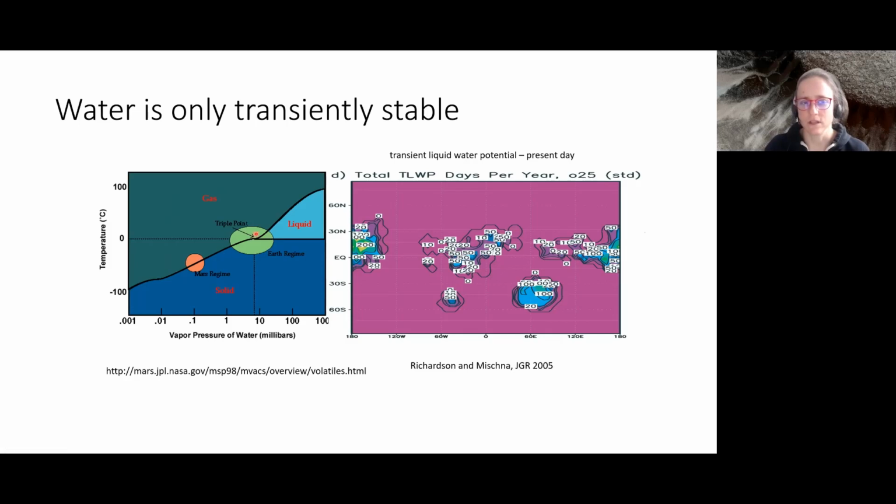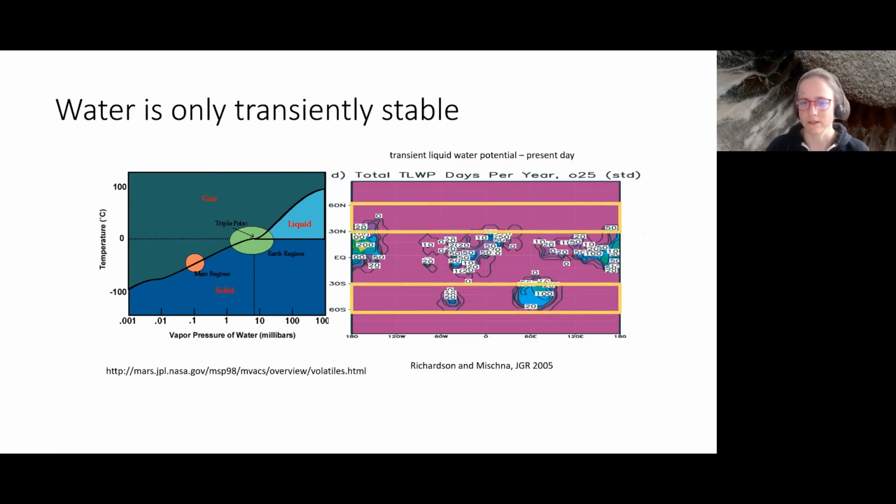And you can see that it's quite a long way away from the triple point under average conditions. And what you see on the right is actually a plot. So this is latitude and longitude, so a global map of Mars. And what the authors have done is run a global climate model and calculated the number of days when transient liquid water could exist at the surface and where. And if I superpose those latitudinal bands where we find gullies, the two don't really match very well.